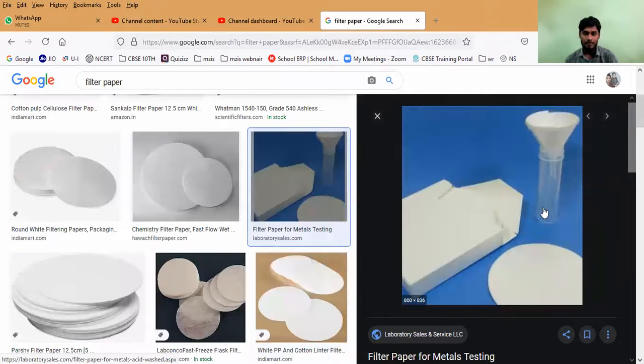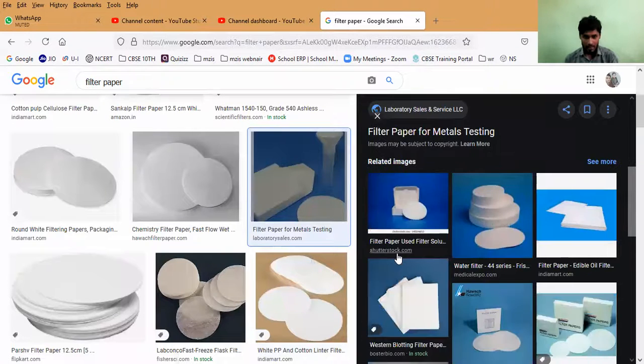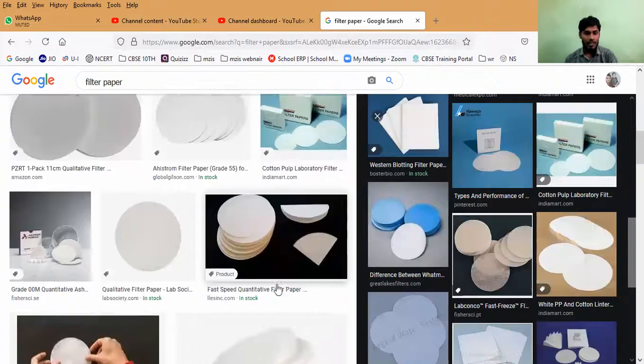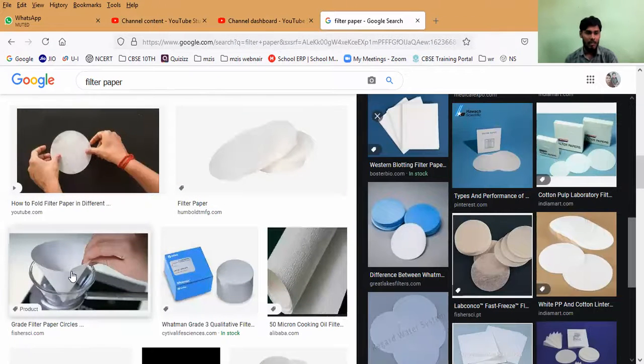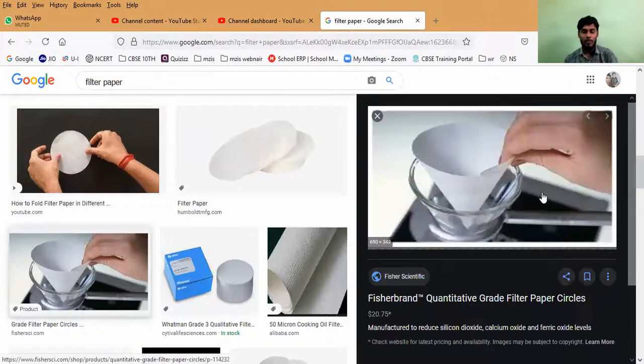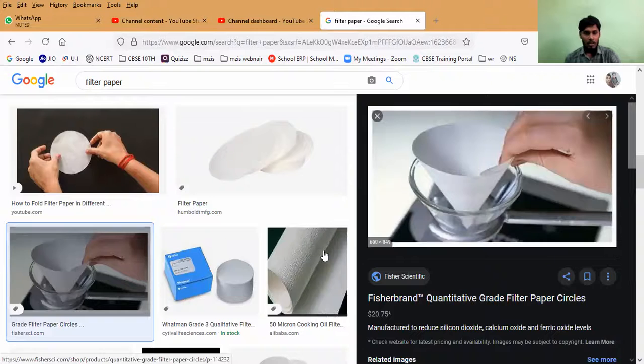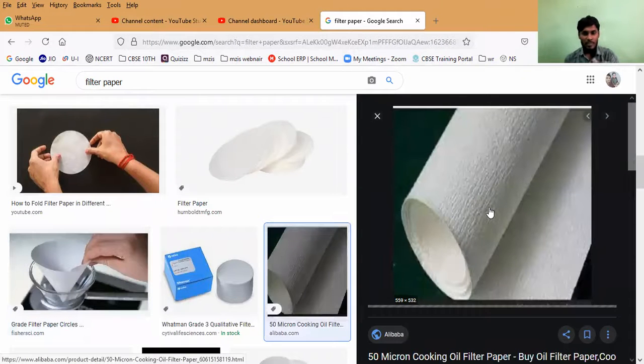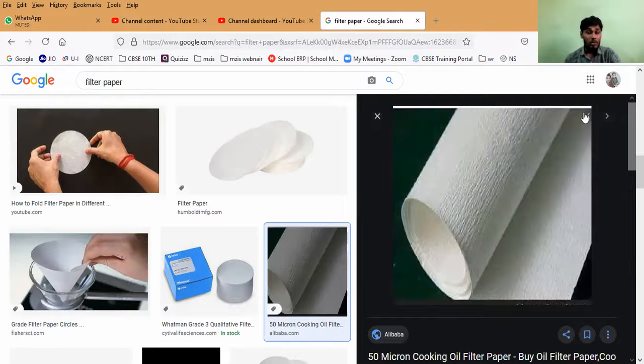Do you understand? In lab you may see this paper. Your teacher may use it. Can you see this picture? Yes, sir. You can see a little bit rough surface. This paper is a recycled paper, and it is not even that soft. So this is actually recycled paper.